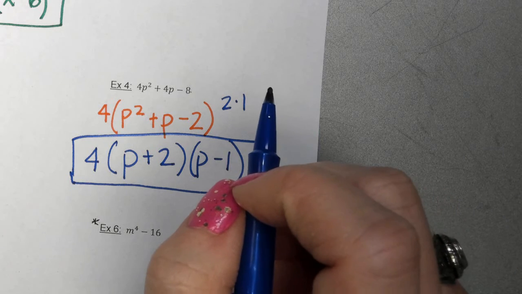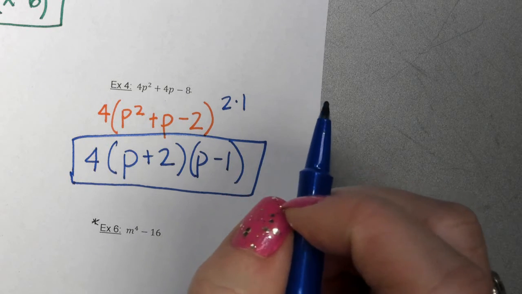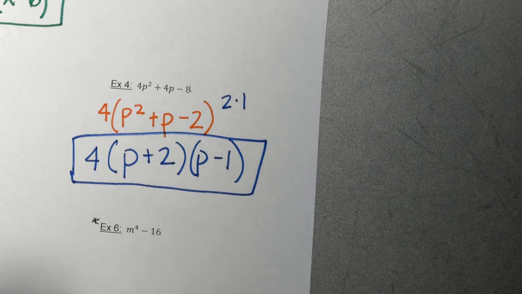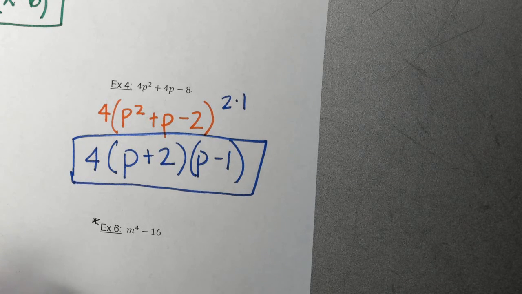Let's do number 5. Look and see if we can factor out a GCF. That's what we're going to do first. Yes, we can. We can factor out a 9, and we're left with 9a squared minus 1. Well, right there we have a difference of squares. 9 is 3 times 3, and 1 is 1 times 1. So now, this is easy.